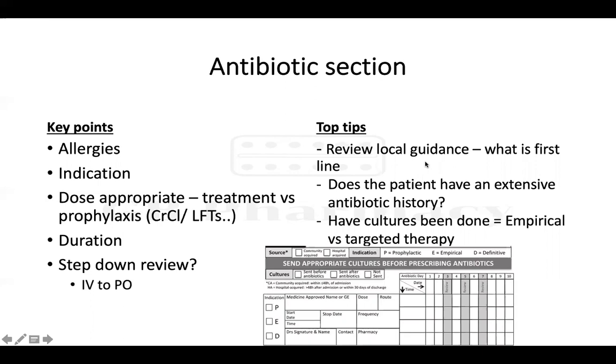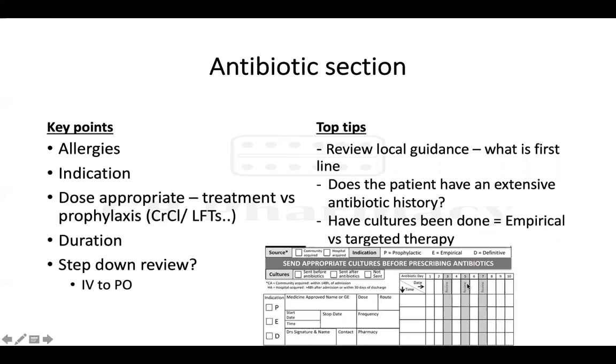So check which demographic you're in, what's first line, what's second line, and when to step down. Also, if they've had an extensive antibiotic history, then that will change what they start with. They might have had cultures done, so they might already know the resistance, or they're treating empirically. That would also drive which antibiotic has been selected.